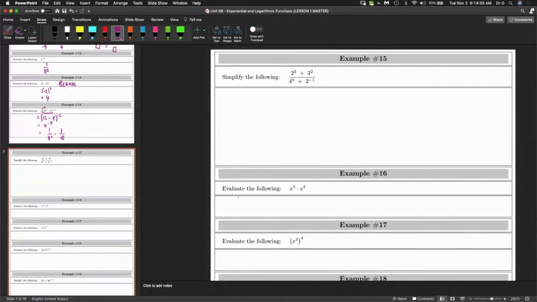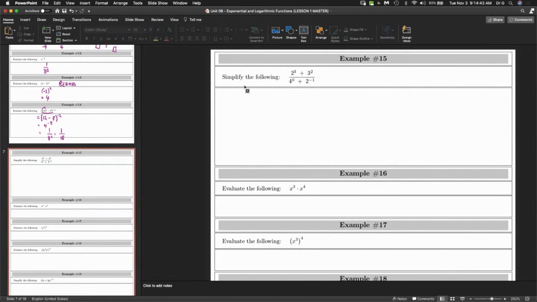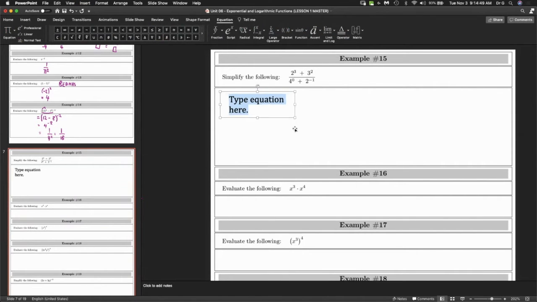Okay, here's another one. This one looks like it's a bit of a chore, so I might start typing these depending on how things go. For this question, we have a fraction. So 2 to the 3 is 8, 3 to the 2 is 9, 4 to the 0 is 1, and 2 to the negative 1 is half.